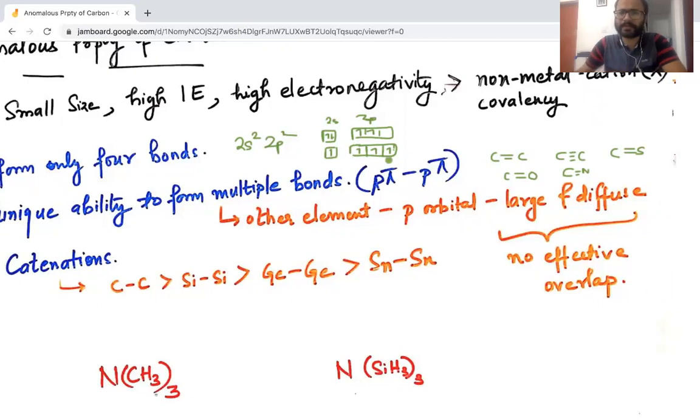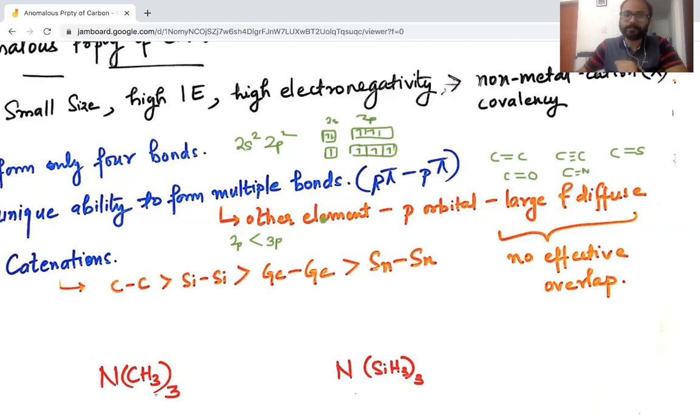Now, this p pi p pi bonding is not possible in the case of other elements, like silicon. In silicon, the p subshell is basically 3p. And 3p, if you compare with 2p, is larger in size. When these orbitals become larger in size, they are more expanded and more diffused. Because of this diffused nature, they don't form a very perfect p pi p pi overlap with elements such as carbon, sulfur, oxygen, or nitrogen.